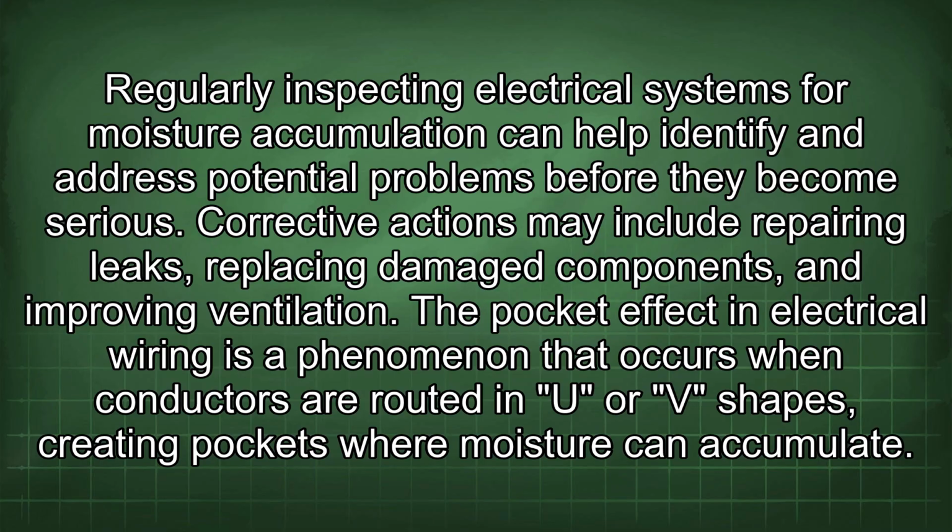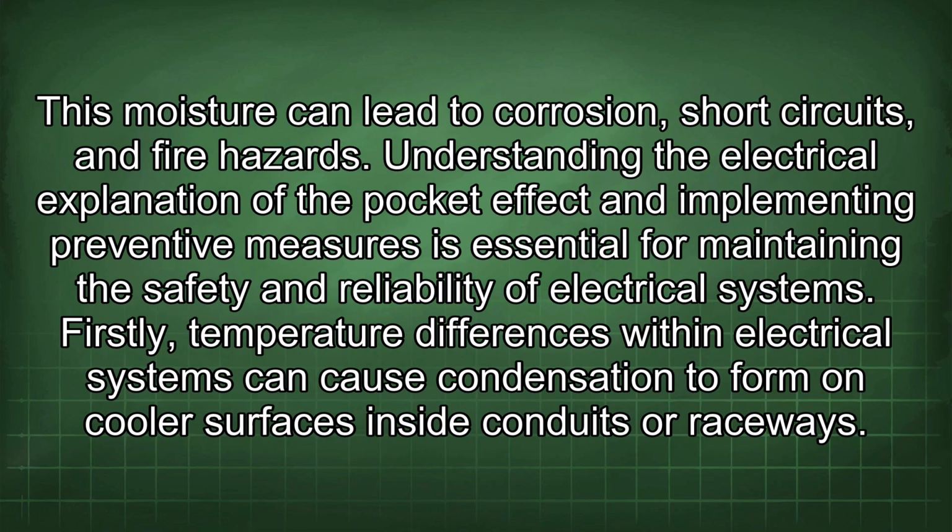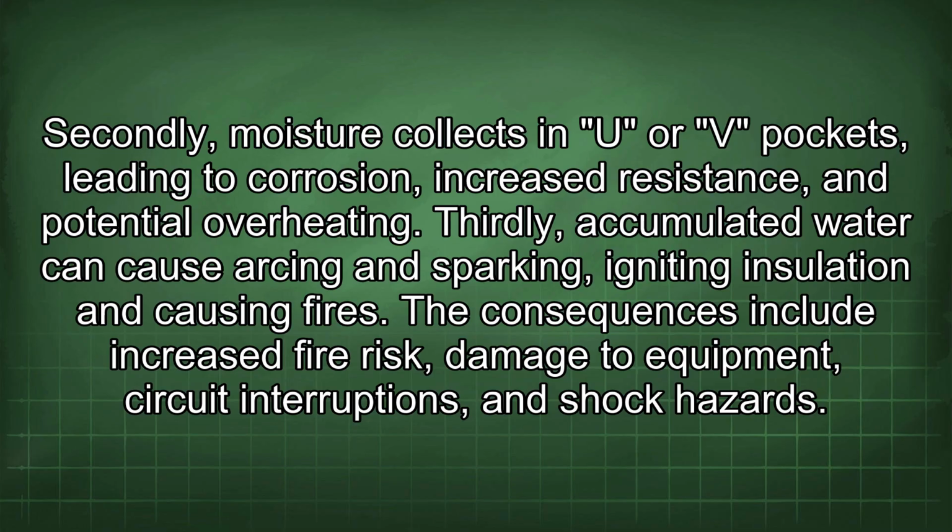The pocket effect in electrical wiring is a phenomenon that occurs when conductors are routed in U or V shapes, creating pockets where moisture can accumulate. This moisture can lead to corrosion, short circuits, and fire hazards. Understanding the electrical explanation of the pocket effect and implementing preventive measures is essential for maintaining the safety and reliability of electrical systems. Firstly, temperature differences within electrical systems can cause condensation to form on cooler surfaces inside conduits or raceways. Secondly, moisture collects in U or V pockets, leading to corrosion, increased resistance, and potential overheating.